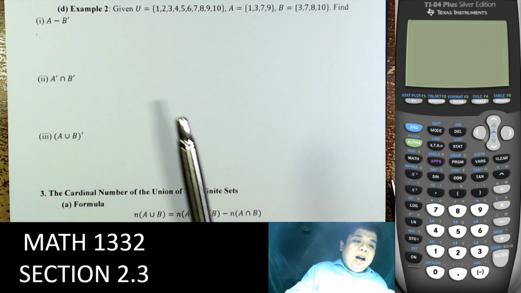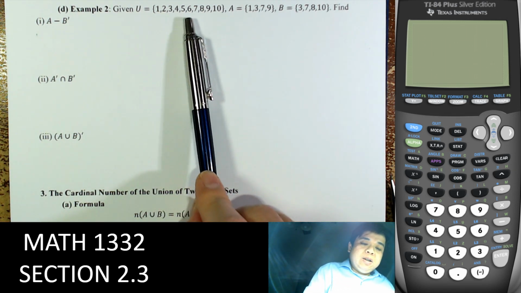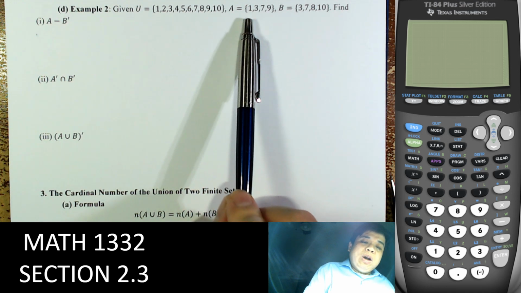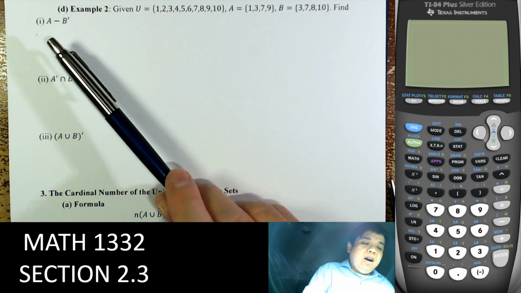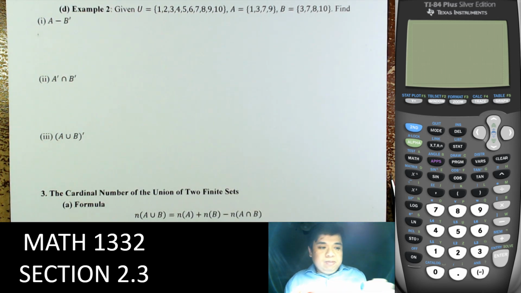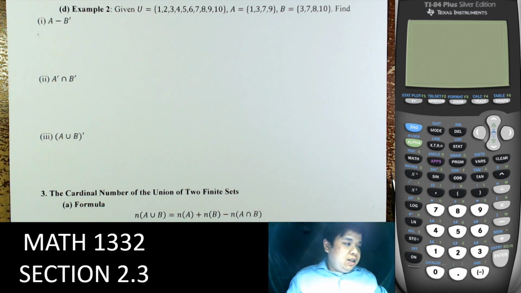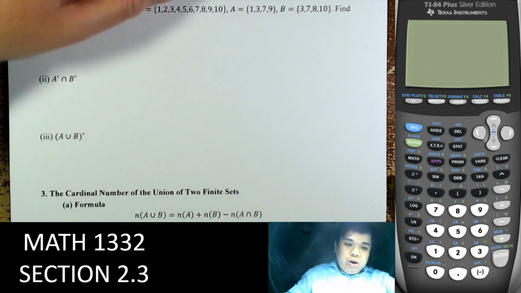Next, let the universal set be the set from 1 to 10. And A is 1, 3, 7, 9, and B is 3, 7, 8, 10. Find A minus B, the difference of A and B, meaning in A and not in B. So let's just draw the Venn diagram for this situation.